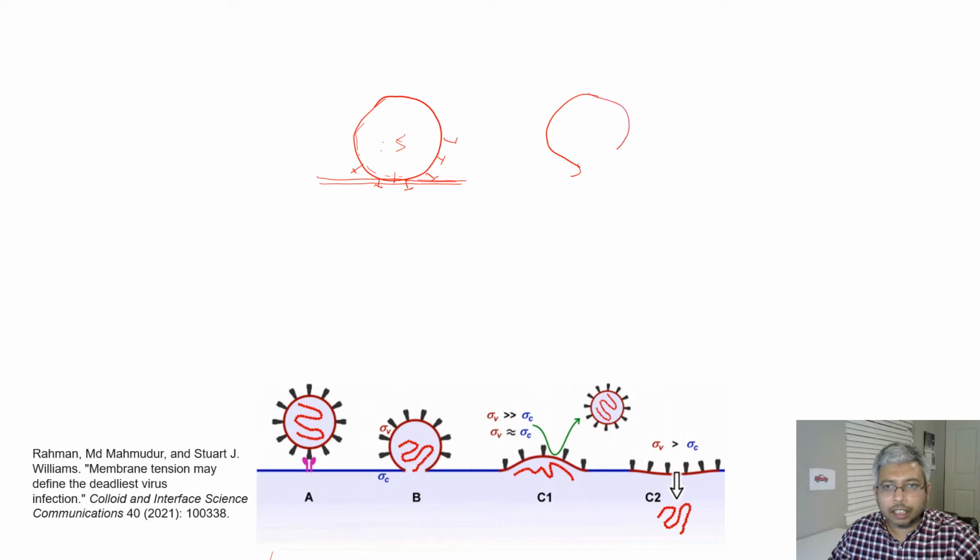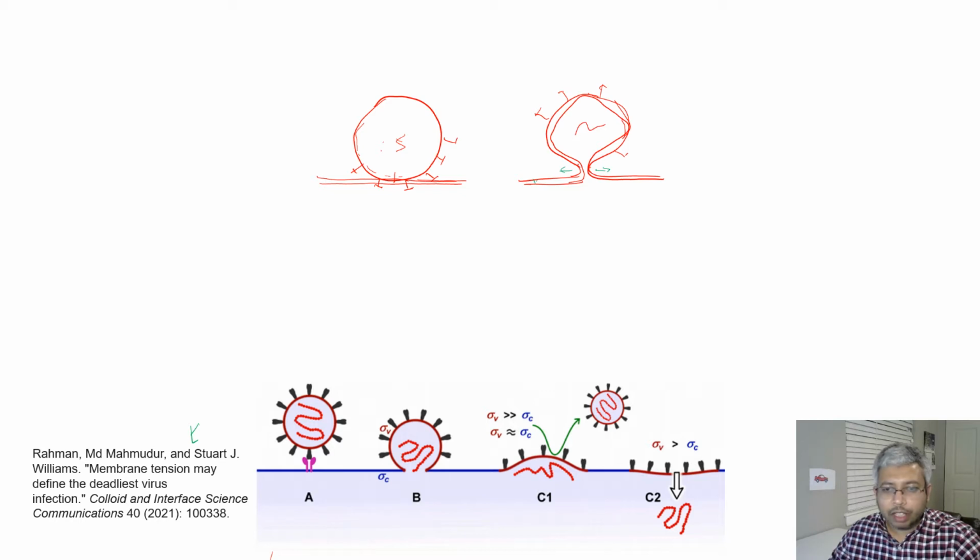Say it has just started the fusion process. This is the membrane. Sorry for the bad drawing. And the viral RNA and the spike protein here. So what can happen is that, based on the membrane tension differences between the cell, this is the cell part, and this is the virus membrane, if there is a membrane tension difference between virus and cell, then the dynamics of this fusion pore expansion will change. There are two different cases explained in this article here. I took this image from this article, and there could be either of the two scenarios.